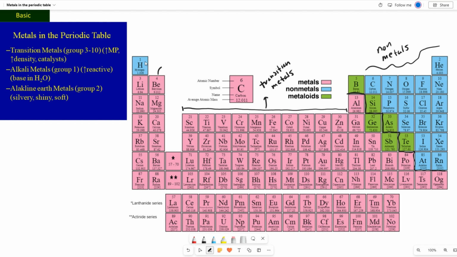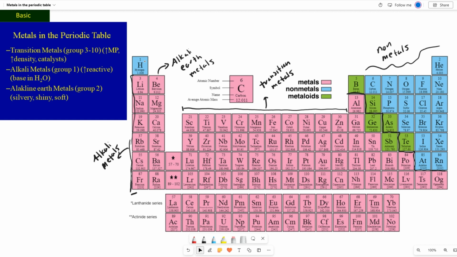The elements that are in group 2, those are the alkali earth metals. And the elements in group 1, with the exception of hydrogen, these are the alkali metals. So we have metals divided into three categories, but just what are metals? What are they really defined as?